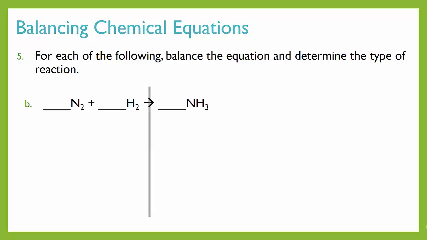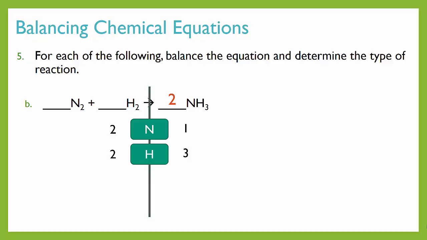My next one, I've got nitrogen and hydrogen. On my reactant side, I've got 2 nitrogen and 2 hydrogen. On my product side, I'm making ammonia. I've got 1 nitrogen and 3 hydrogens. So this looks like it is going to be a little tough to solve because we've got a 2 and a 3. But what we should do is think about what my common denominator is there. The common denominator between 2 and 3 is going to be 6. So I'm going to aim to get 6 hydrogens on each side.